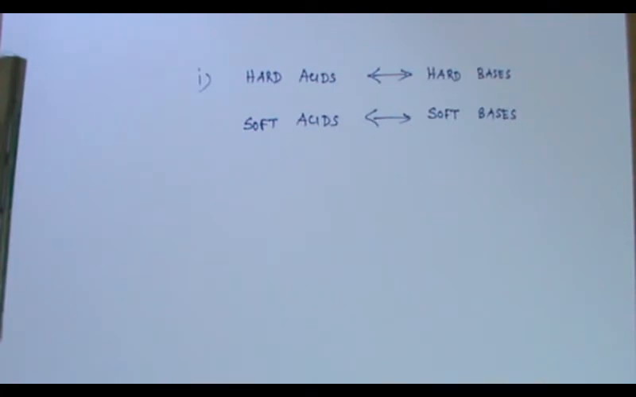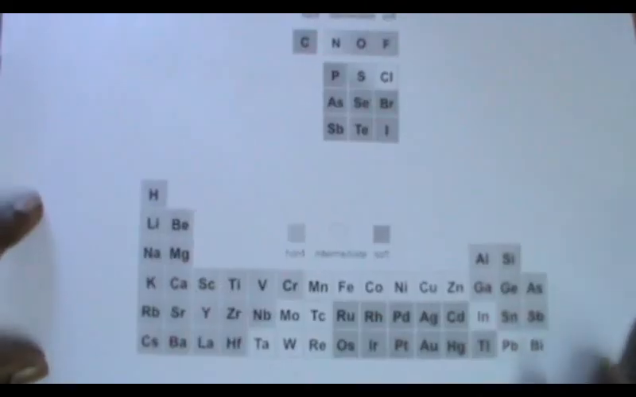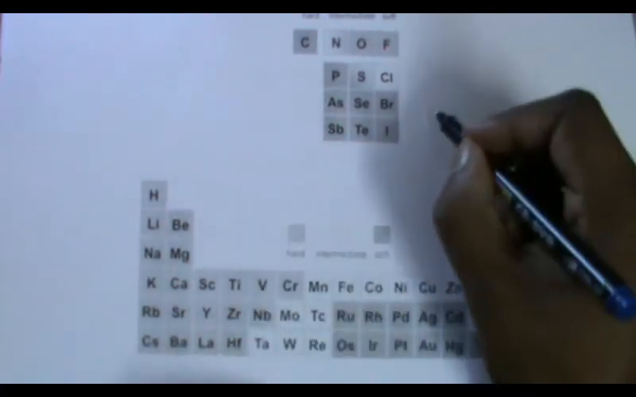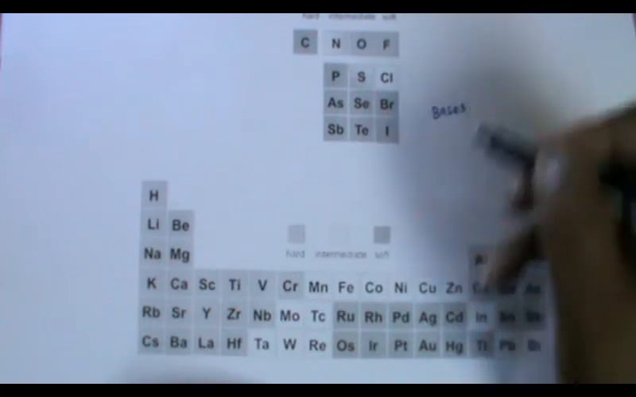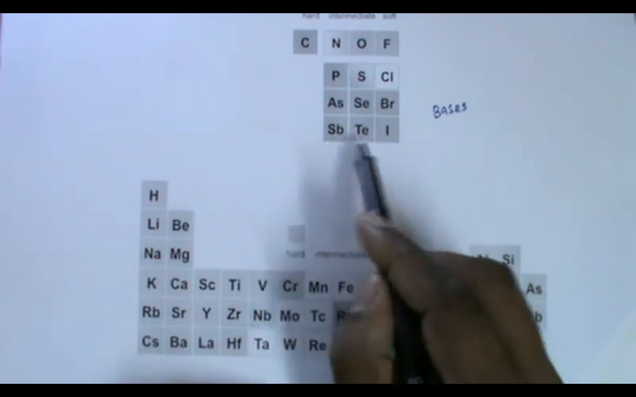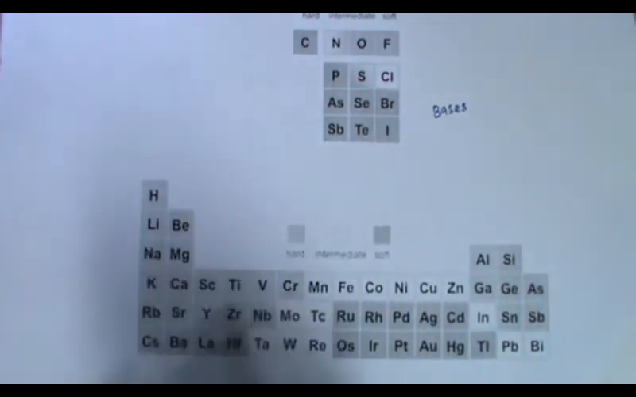If you go through the book, it is given. But it is not possible to memorize all those things. If you go for the book, it will be somewhat difficult. I have a simple method to remember the hard, soft, acid, base concept. Here I have given the periodic table. The first one, these are bases. So here we have carbon, nitrogen, oxygen, fluorine, phosphorus, sulfur, chlorine, arsenic, selenium, bromine, antimony, tellurium, iodine. So these act as bases.